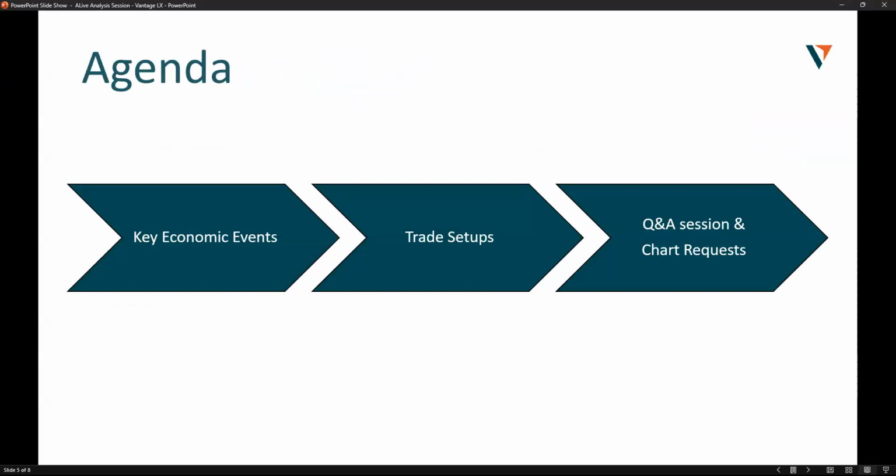So this is the main agenda for today. We will first go through our economic calendar for the key economic events, following which we will take a look at our trade setups. And of course, we have our Q&A session throughout, so if you have any chat requests, just type them under the questions chat. Without further ado, let's look at the economic calendar for a start. Let me bring the screen up for that.